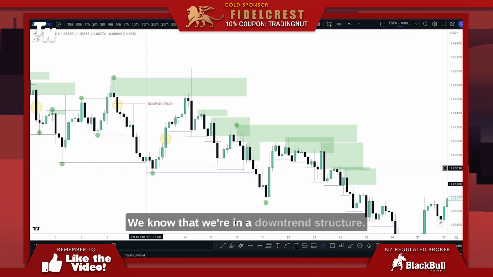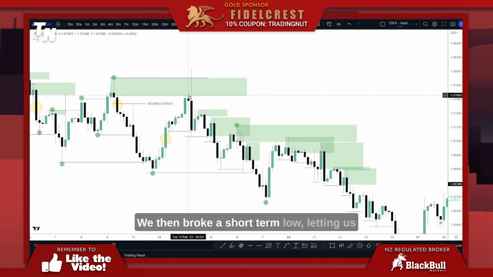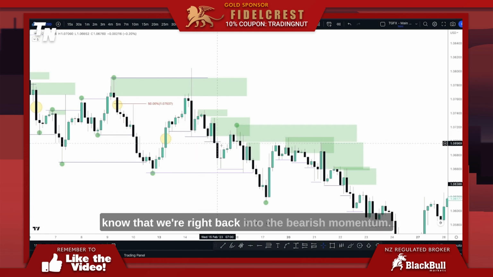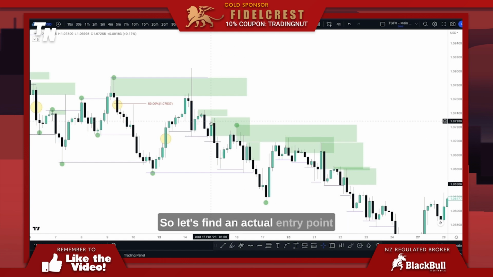We know that we're in a downtrend structure. We had a liquidity grab. We then broke a short-term low, letting us know that we're right back into the bearish momentum. We formed multiple bearish order blocks. So let's find an actual entry point based off of this order block here.